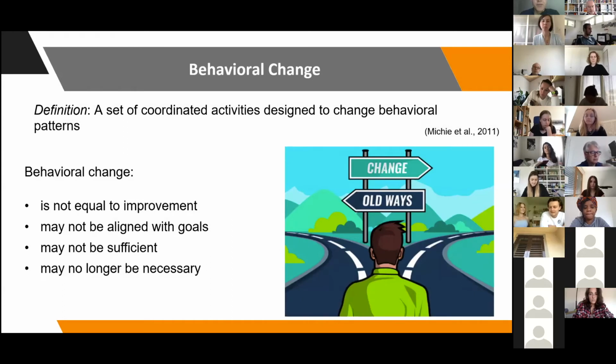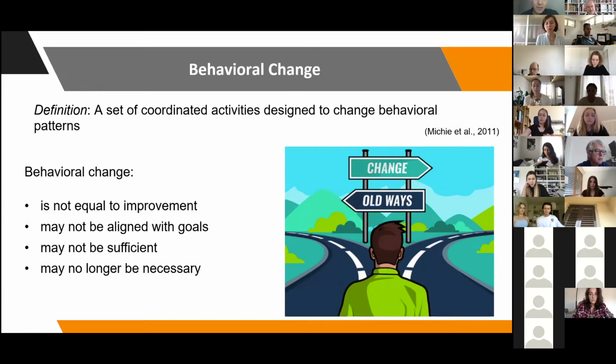So the definition of behavioral change intervention is a set of coordinated activities that we design to promote behavioral change. And it is important to also stress that behavioral change is not equal to improvement. Sometimes we change things that do not improve anything. So that's a very important distinction, because when we talk about behavioral change, it's not the change per se that matters, it is the extent to which that change will improve something.